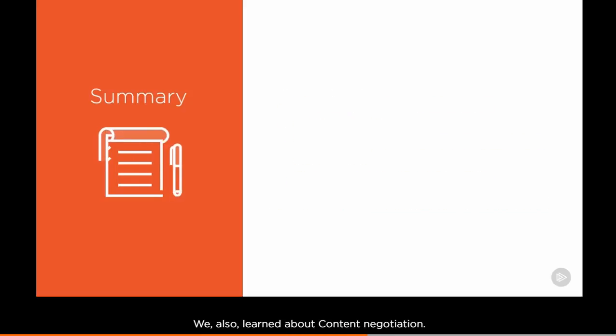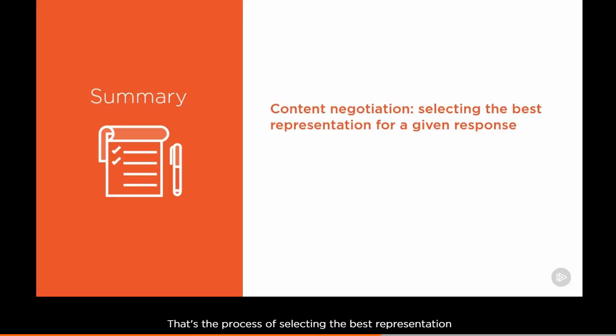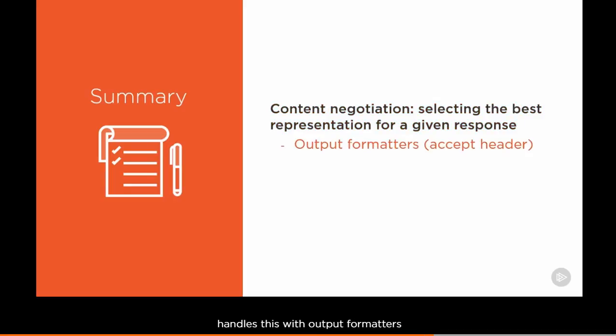We also learned about content negotiation. That's the process of selecting the best representation for a given response. Technically, ASP.NET Core handles this with output formatters by looking at the accept header of the request which contains the desired media type. If input has to be provided, an input formatter takes care of that by looking at the content type header. And with that, this module is done.